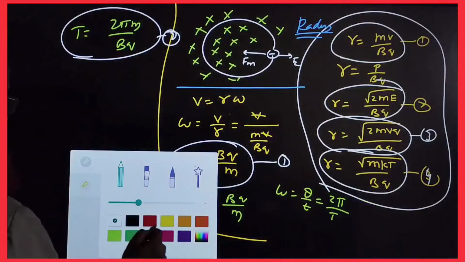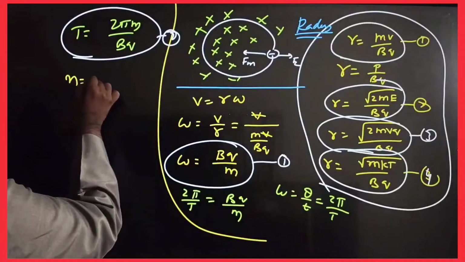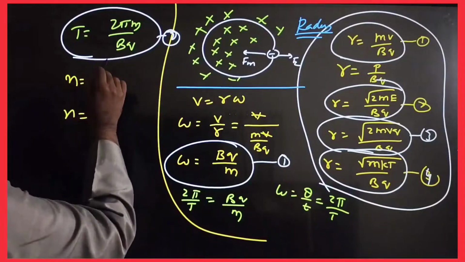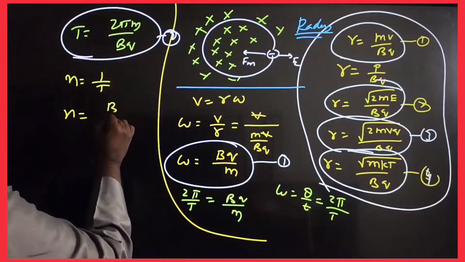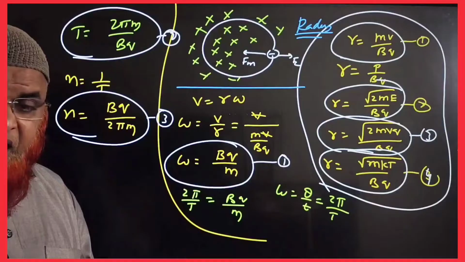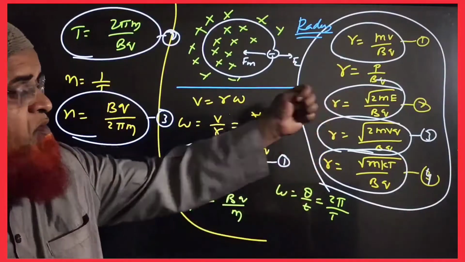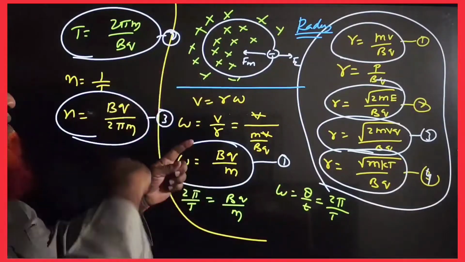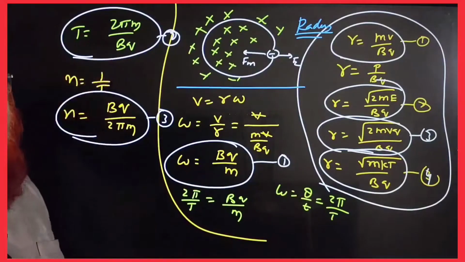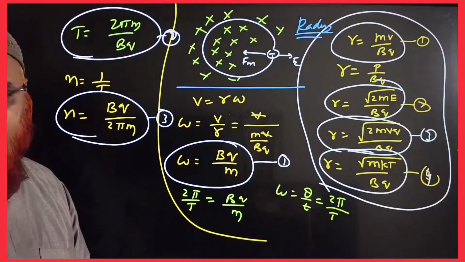What is the formula for frequency? You know frequency is nothing but the reciprocal of time period, isn't it? So I got so many formulas. Finally, I'll get one more formula: I can find out the kinetic energy of the revolving particle. For any particle which is revolving, I got radius, angular velocity, frequency, and time period, in order.